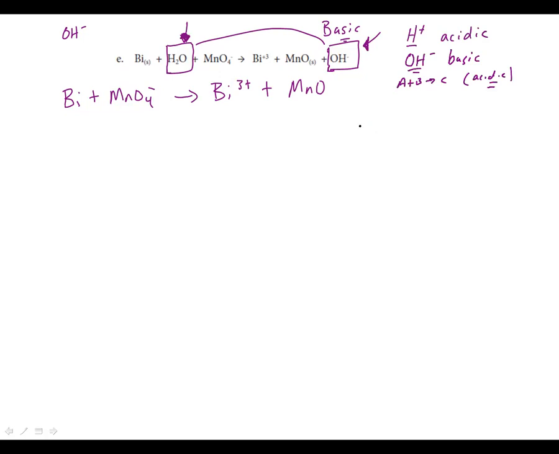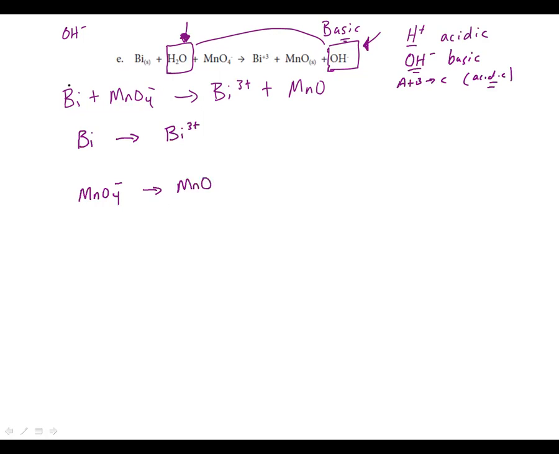Same idea here. We want to first split these off into their half reactions, and then it's basically the two things that are related to each other. Obviously Bi on both sides should be related to each other, and the second one has Mn on both sides, and those would be related to each other.